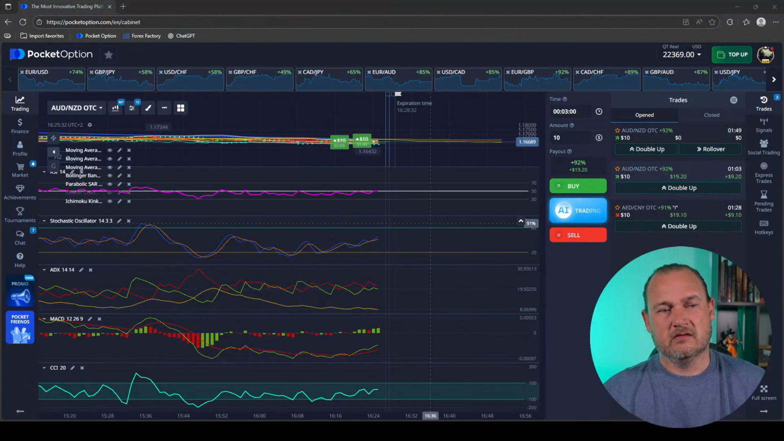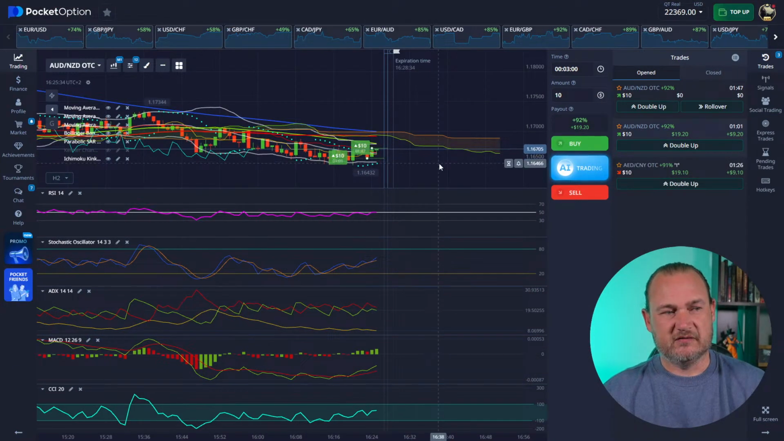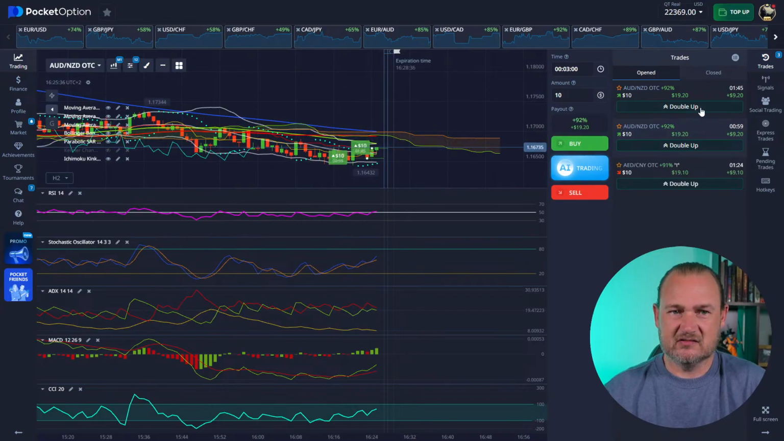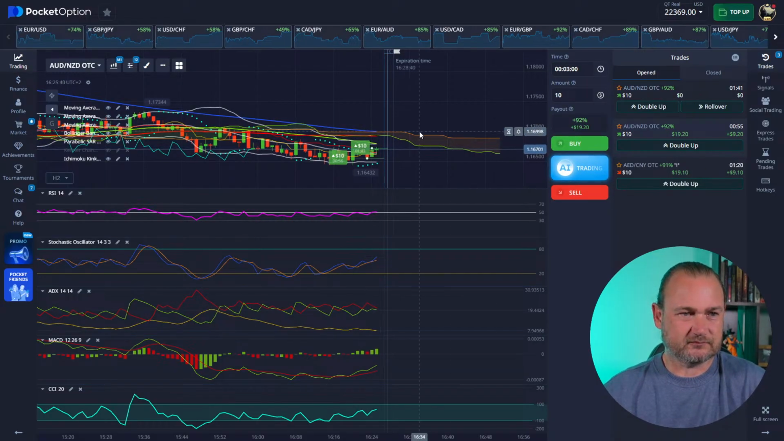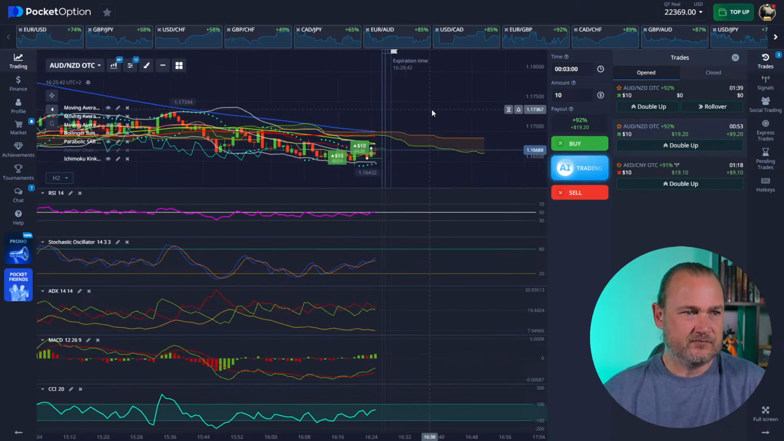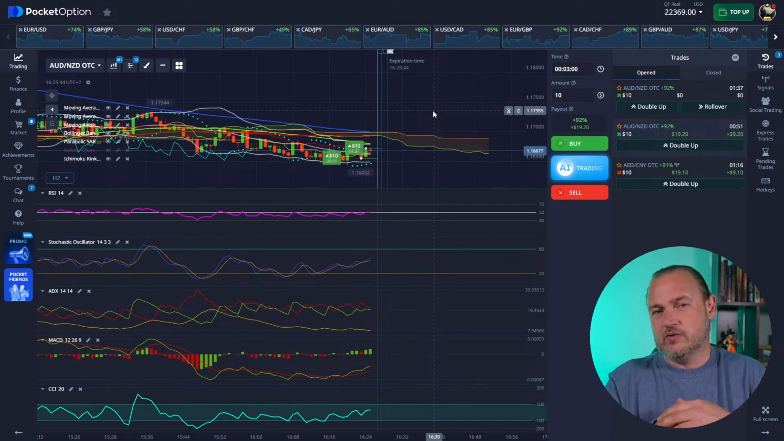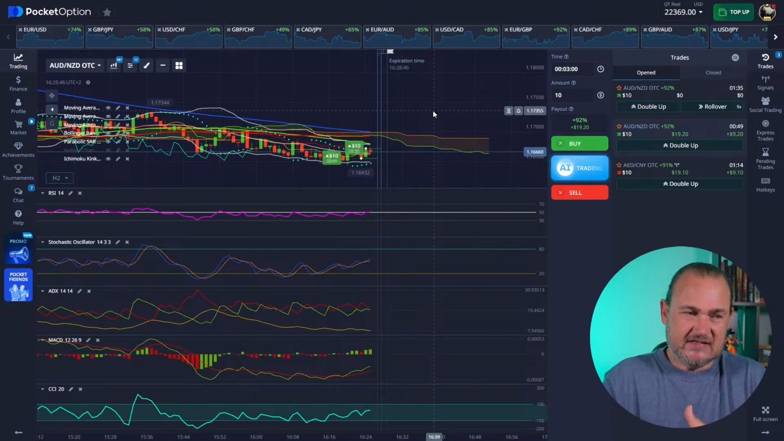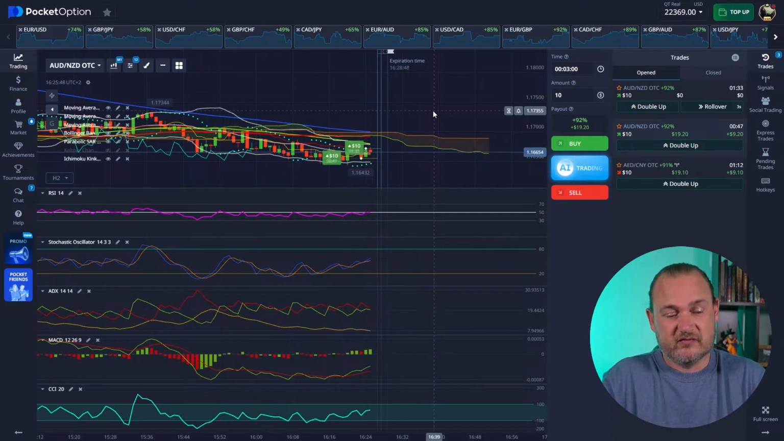Let me do this quick. So for the most part, this is the platform. We've got those two trades in. Looks like they're both going to win. The signal trade is also not looking too bad at the moment. So yeah, opening an account with Pocket Option is pretty easy. There are advantages, a lot of advantages.